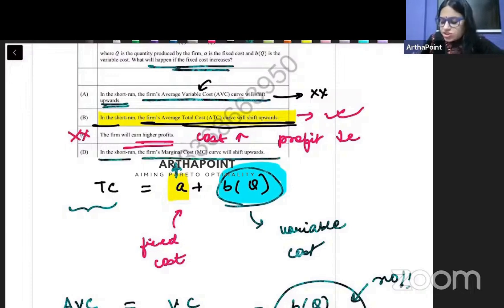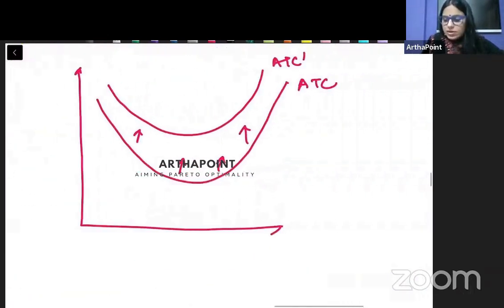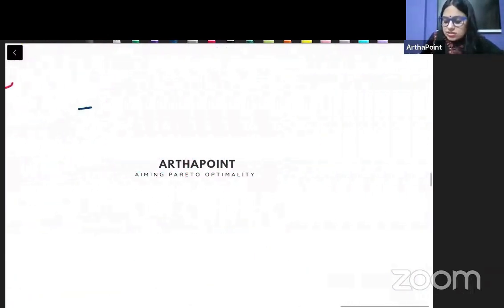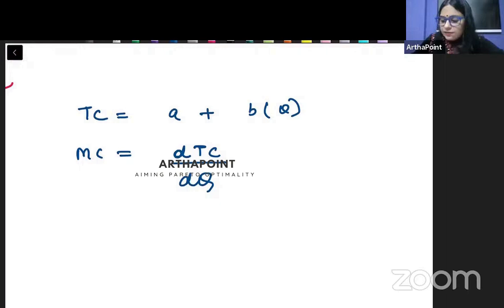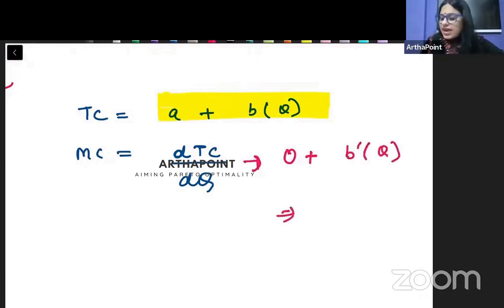In the short run, the marginal cost curve will shift upwards. But look again. My total cost is given as A plus BQ. But what is your marginal cost? When you differentiate total cost with respect to output, when I differentiated this, what will I get? 0 plus B'Q. I will get B'Q.